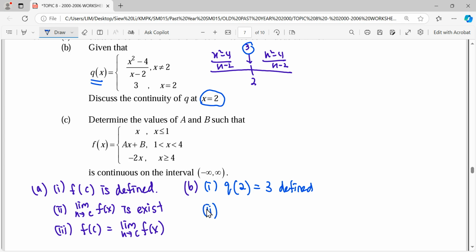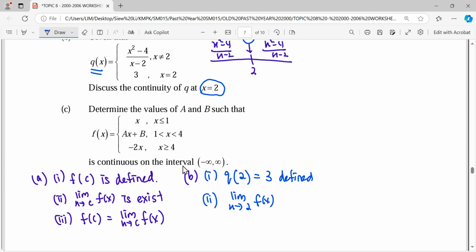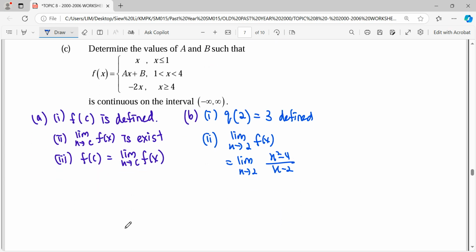Then number 2, we need to identify whether the limit exists. We need to evaluate the limit as x approaches 2 for the function. When you approach 2 for the function, you can see left and right, actually they have the same function. Therefore, we no need to separate it. We can let x approach 2 directly using the same function here, (x squared minus 4) over (x minus 2). So no need to do left hand side and right hand side, because they have the same function. If you separate and calculate left hand side and right hand side, it will still come back with the same answer.